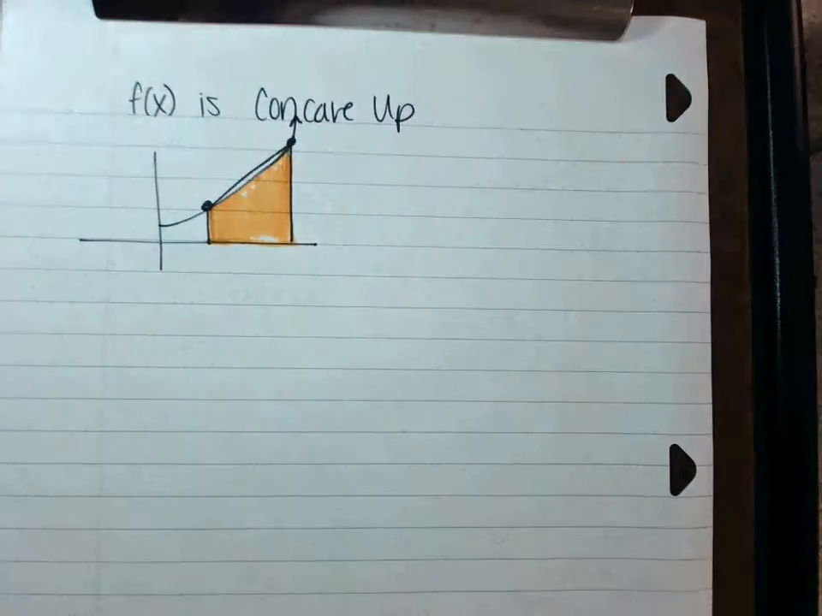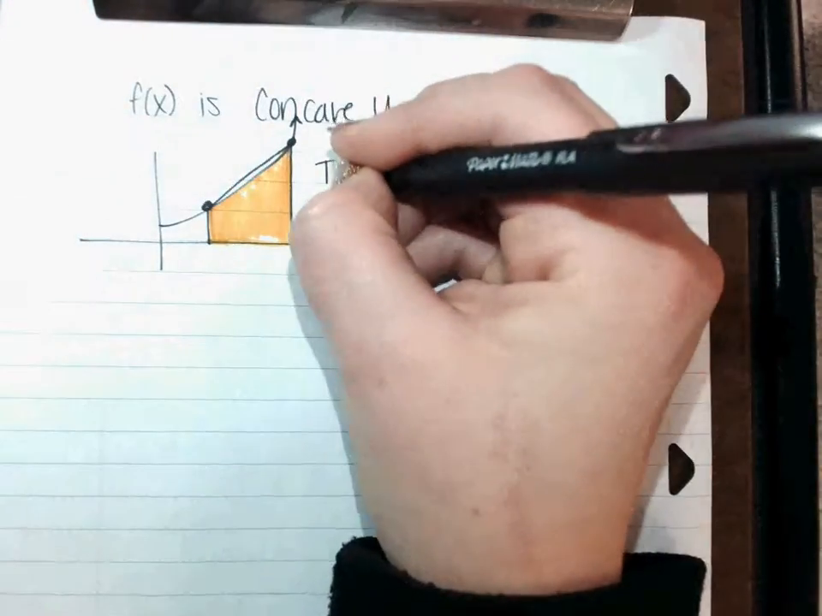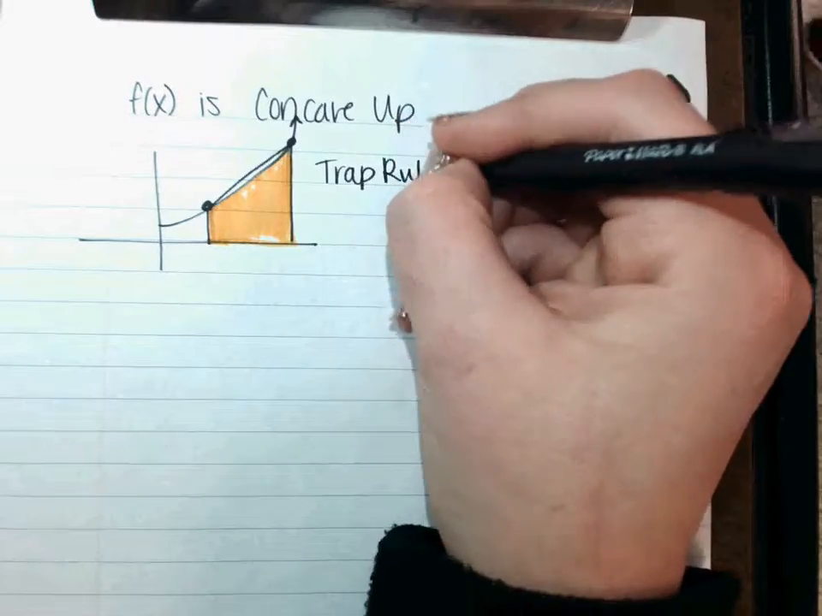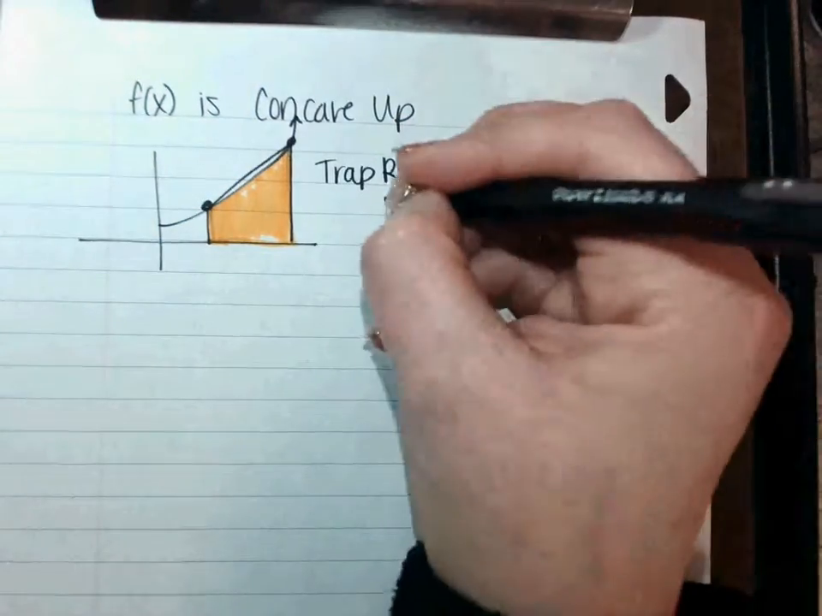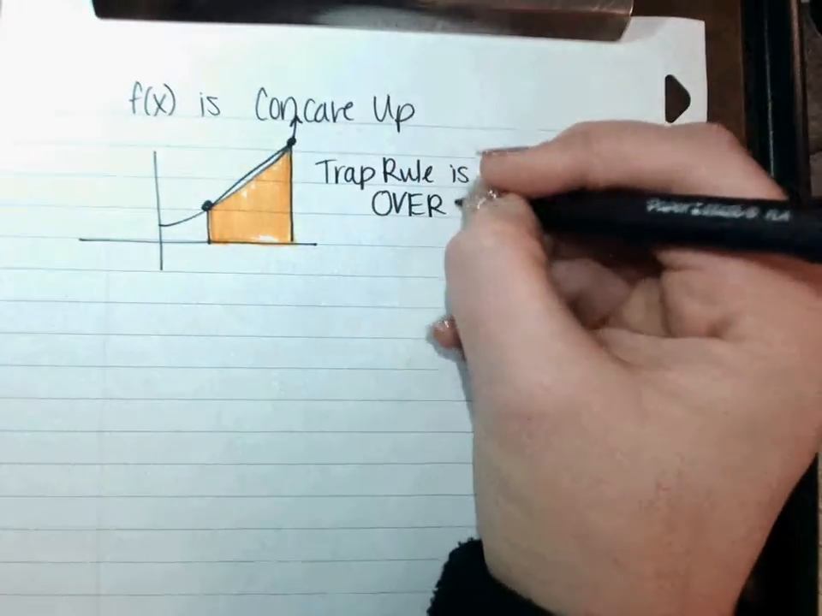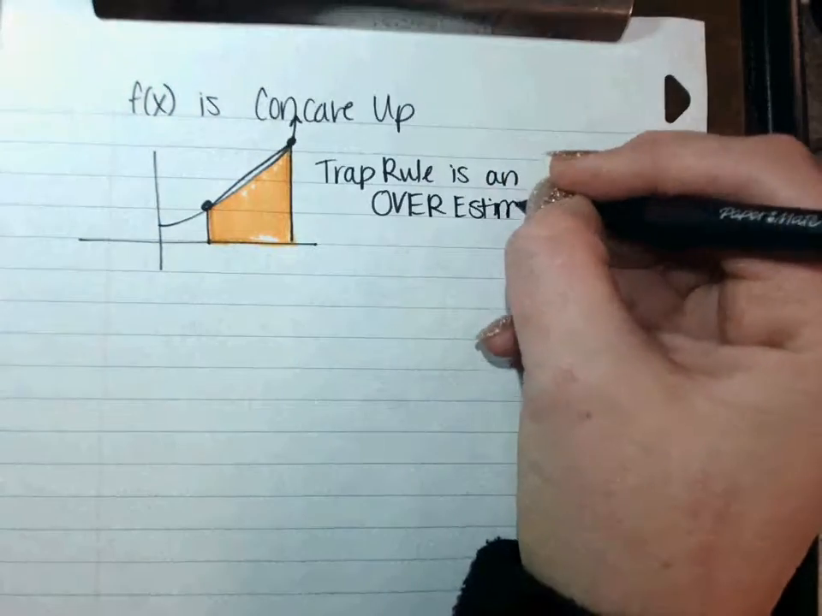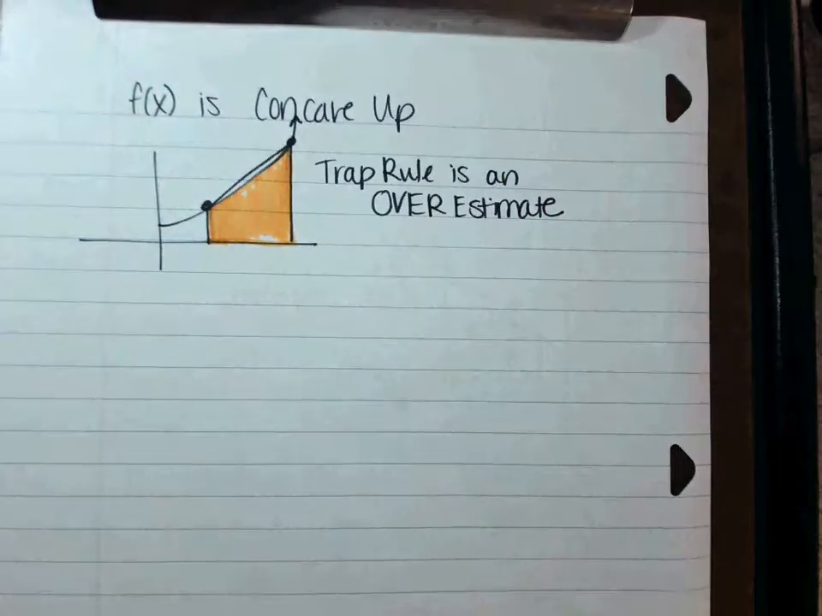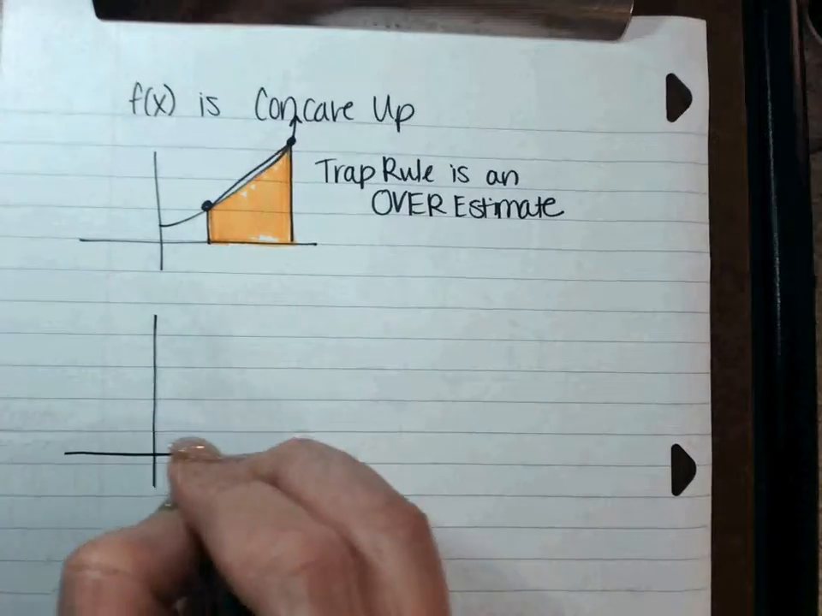So when you do a trapezoidal rule and the graph is concave up, your trap rule is an overestimate. And the reason why is because your trapezoid is going above where that concave up graph is. So, concave up, the estimate is too big. What do you guess is going to happen when we make our graph concave down? It's going to be an underestimate.